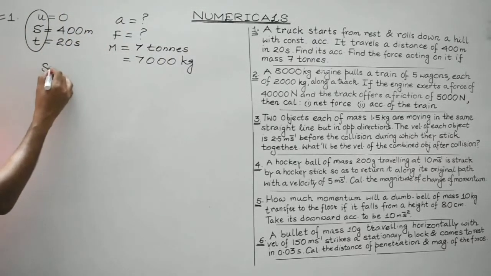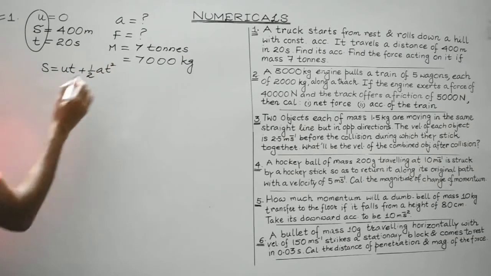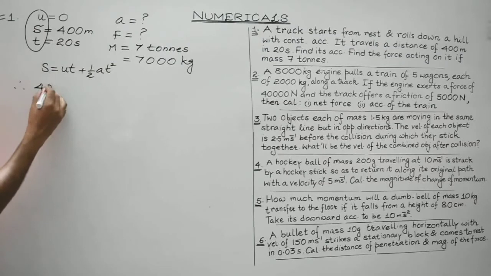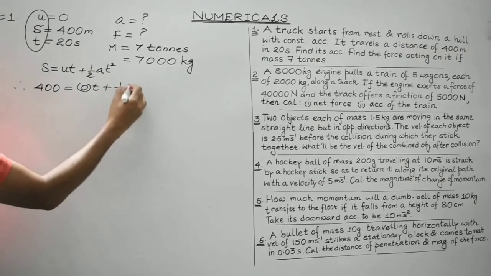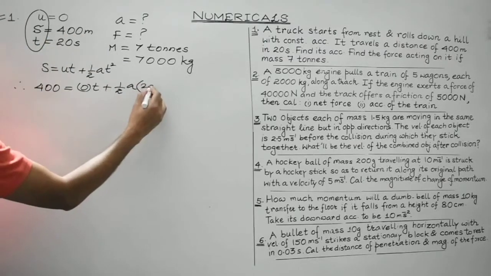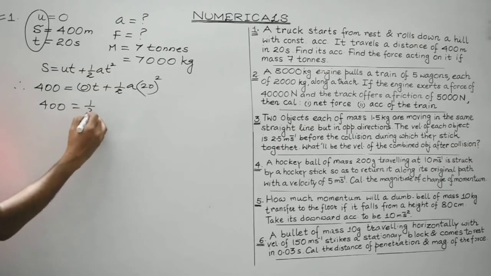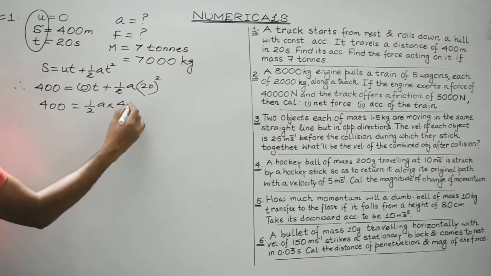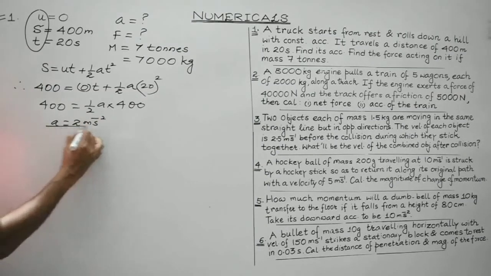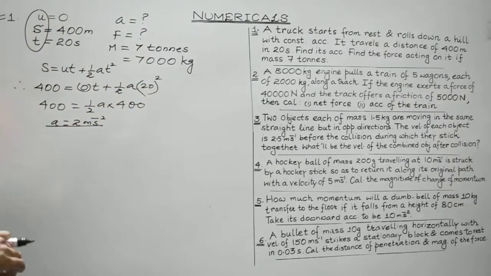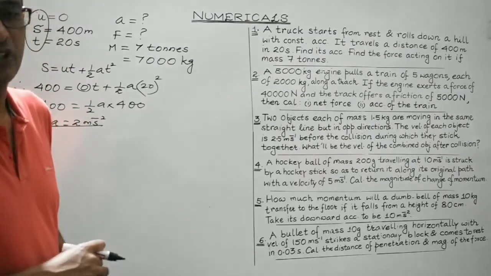So from second equation of motion, we know that S equals ut plus half at square. Substitute the value. S is 400, U is 0. Half A is to be determined and T is 20. So 0 multiplied by anything would be 0. So what we get is half into A, 20 square, it will give us 400. So A would be equal to 2 meters per second square. That's the answer of the first part. The acceleration of the truck must be 2 meters per second square, right?